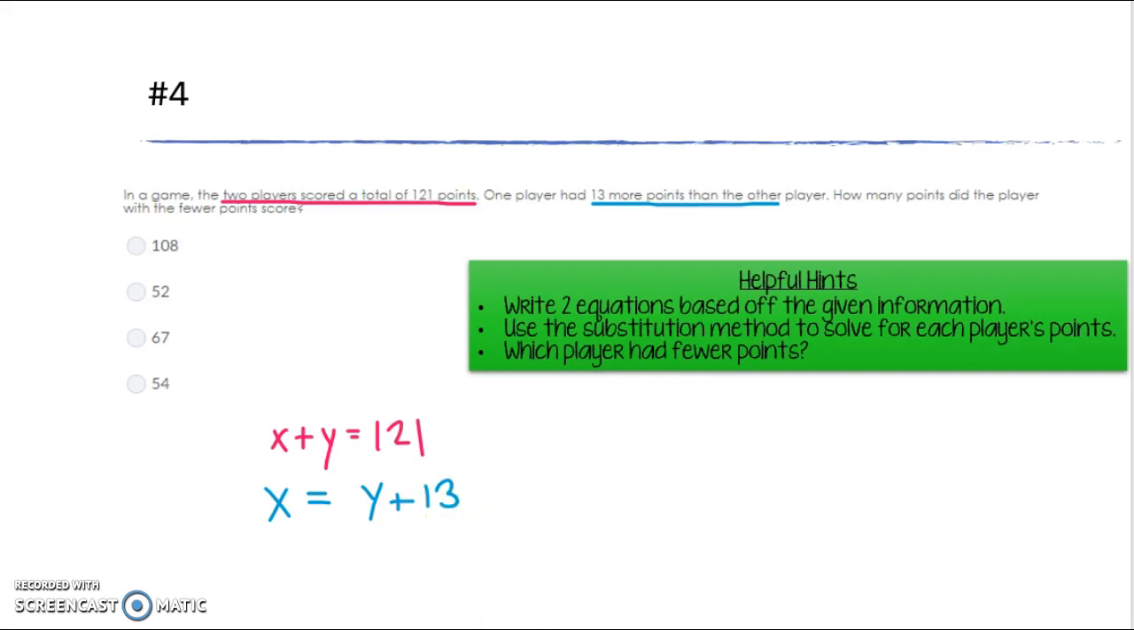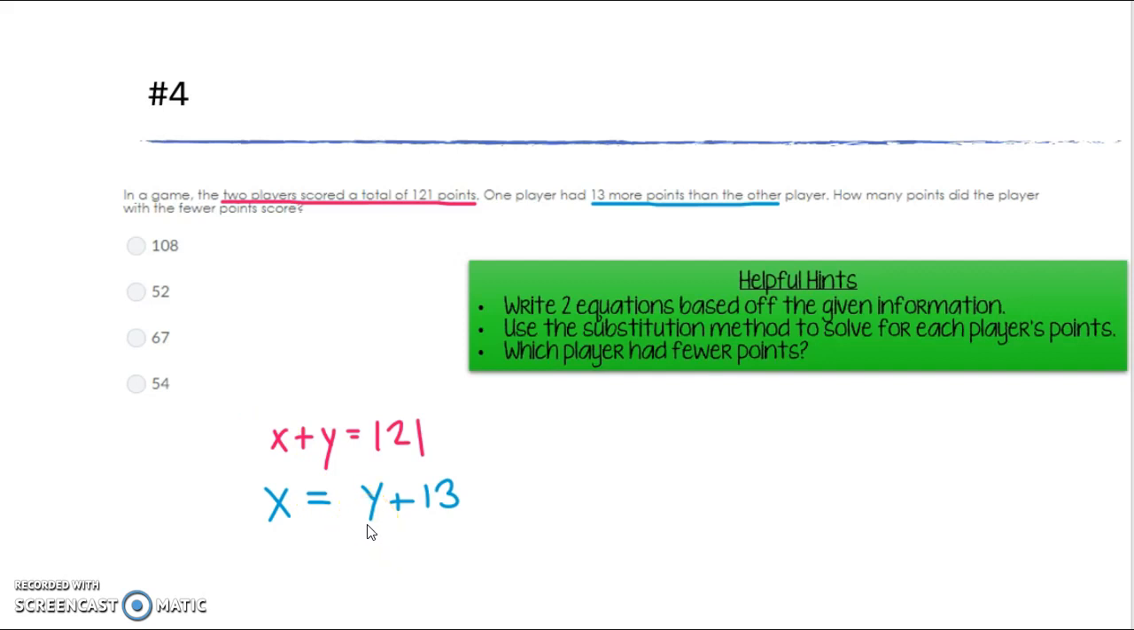Now what you need to do is actually work through the substitution method to figure out the values for X and Y. So if X is equal to Y plus 13, that means I can put Y plus 13 right here in the place of X in my first pink equation. And then I would combine my like terms and simplify to solve for Y. Once I have the value for Y, I can put that here and add 13 to it to find the value of X.